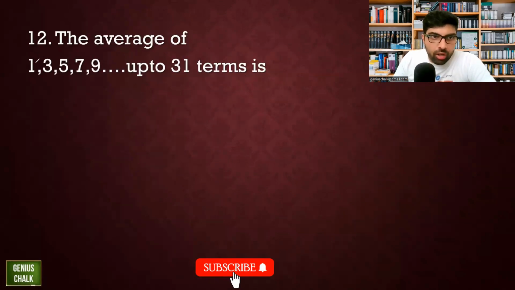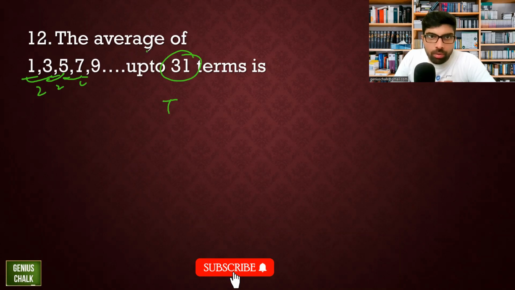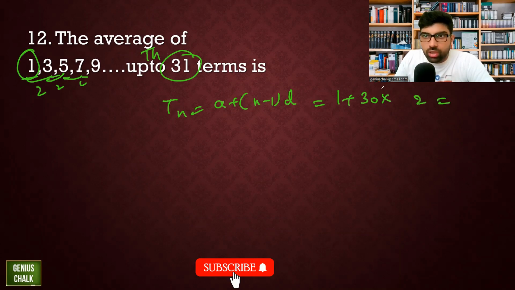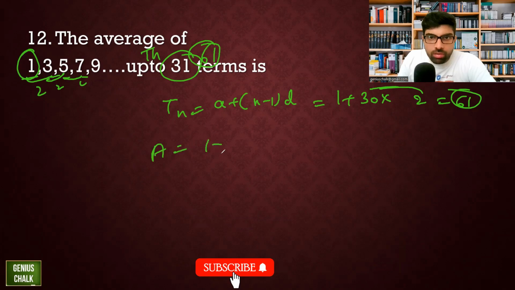Average of odd numbers up to 31 terms. Again, there are odd numbers 1, 3, 5. Every one has a difference of 2. So find the 31st term. You know, if we have an AP up to n terms, Tn is defined as A plus (n minus 1)d. A is 1. So 31 minus 1 is 30, into 2 is 60. 60 plus 1, 61. So this is the last term. So what is the average now? First plus last by 2. 62 by 2 is 31.